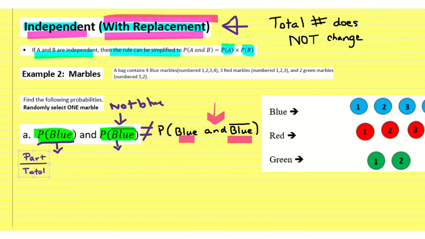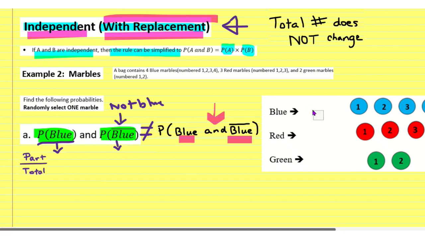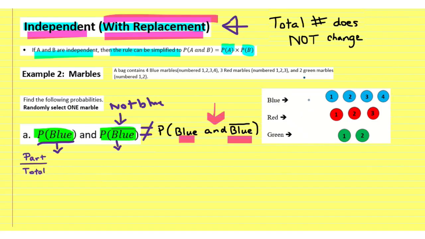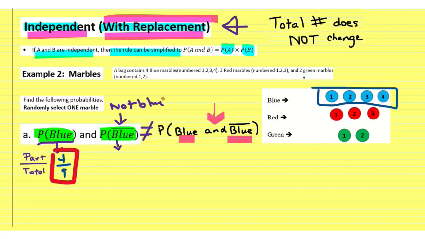So how many blue marbles do we have? Let me pull my bag of marbles. All my marbles are notated here in this box. I've got four blue marbles. And then how many total marbles do I have? 1, 2, 3, 4, 5, 6, 7, 8, 9. So I've got 4 out of 9, and that is a simplified fraction. So the probability of getting a blue is 4 out of 9.